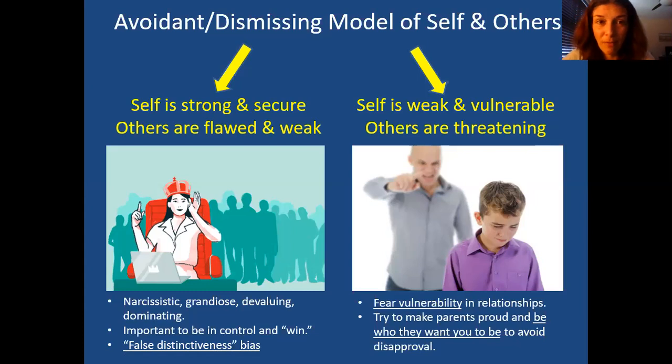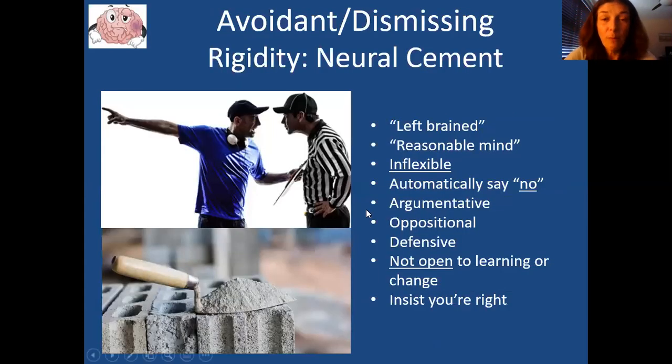Okay. Brain-wise. So there's kind of a cognitive rigidity and they kind of nickname it like neural cement. Okay. So how does this rigidity work? So you're much more left-brained than right brain. So right brain is think about like a little bit more emotional, a little bit more in touch with your feelings. Left brain is much more intellectualized, much more reasonable mind.